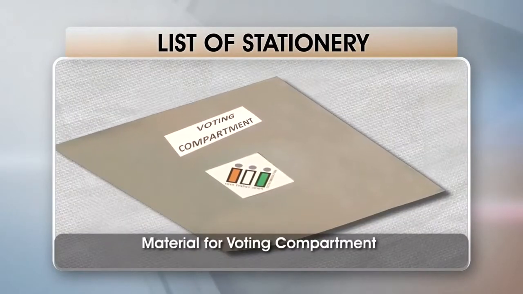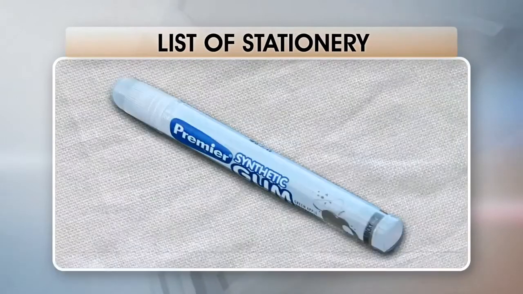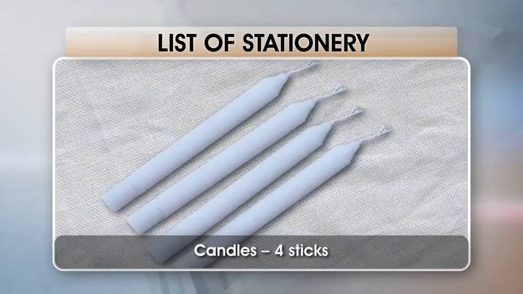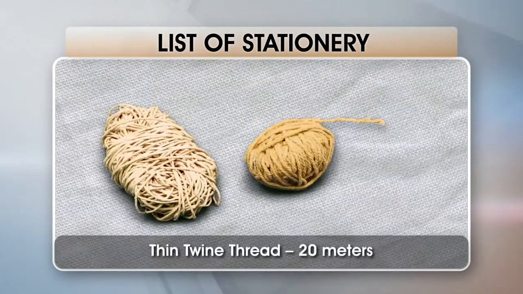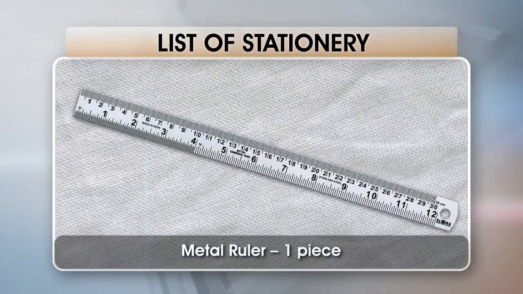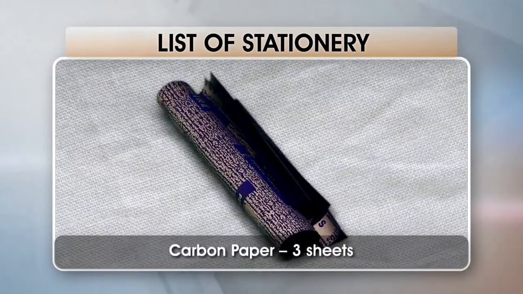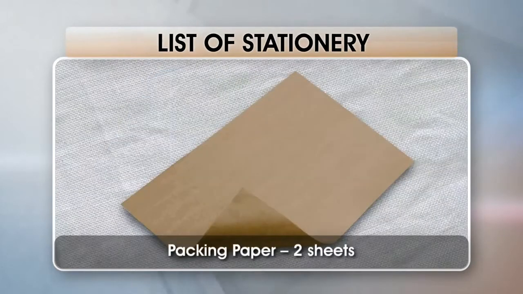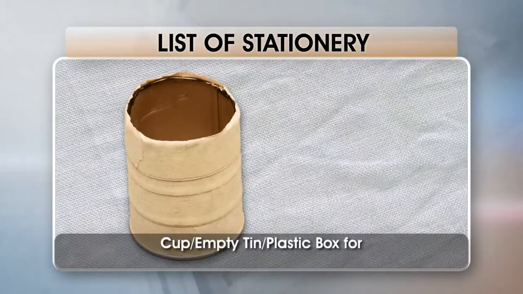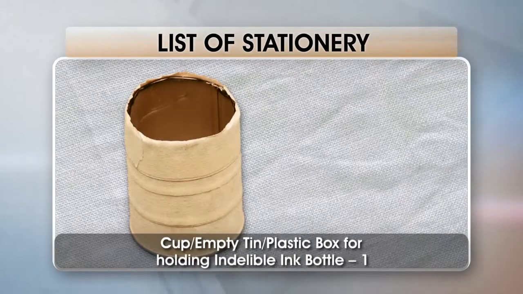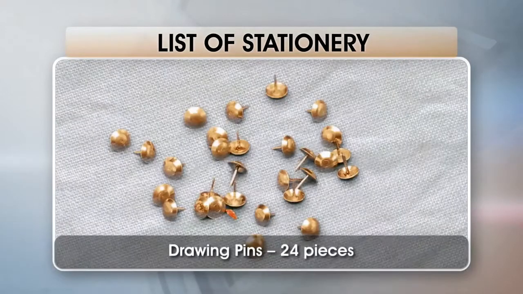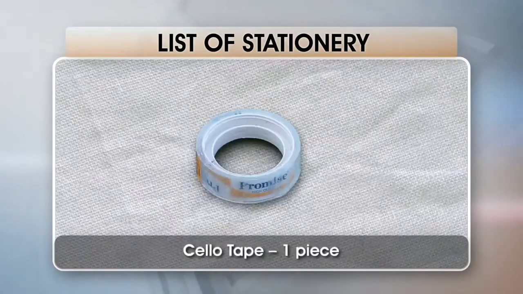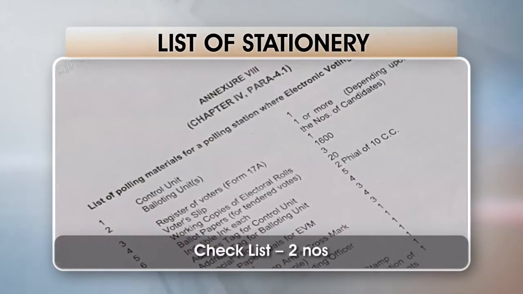Material for voting compartment, 2 plus 2 total 4 sets. Gum paste, 1 bottle. Blade, 1 number. Candles, 4 sticks. Thin twine thread, 20 meters. Metal ruler, 1 piece. Carbon paper, 3 sheets. Rag for removing oil etc., 3 pieces. Packing paper, 2 sheets. Cup, empty tin, plastic box for holding indelible ink bottle, 1 number. Drawing pins, 24 pieces. Rubber bands, 20 pieces. Sellotape, 1 piece. And checklist, 2 numbers.